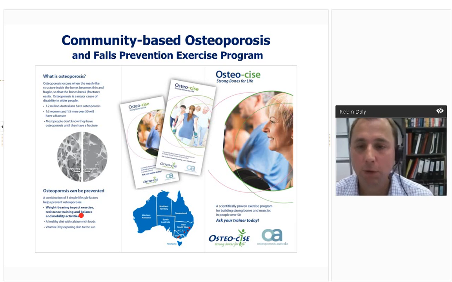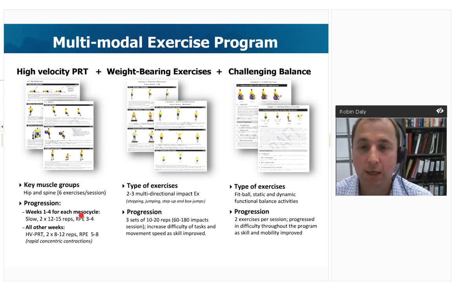This is what the program looked like. We did resistance training, including high velocity resistance training. We developed all these resources and manuals, which included videos for the trainers in particular, so we could teach them to prescribe the exercises properly. It included weight-bearing exercises. All they did in their exercise program was about 2 to 3 of these weight-bearing impact exercises, only 10 to 20 jumps and a couple of 3 sets. And then we introduced all these challenging balance and mobility exercises. So it was a multimodal program.